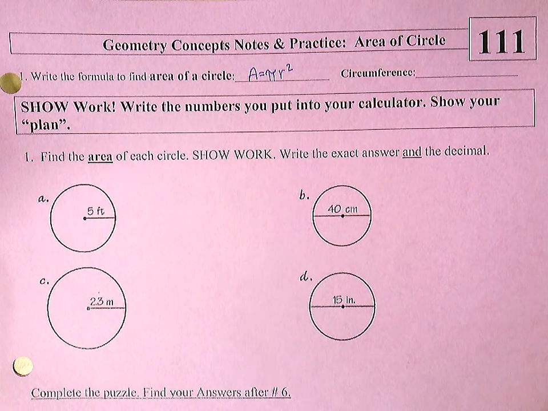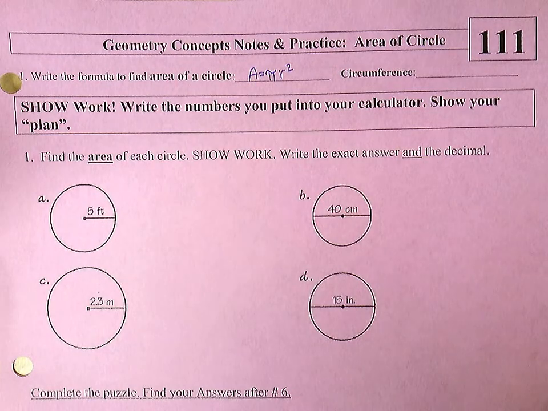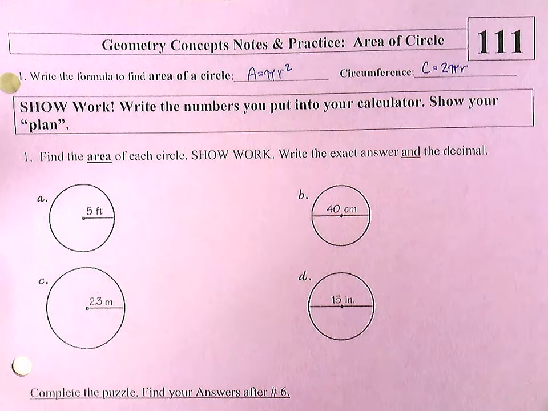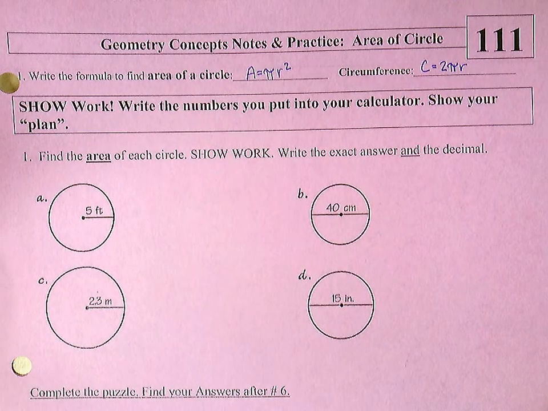The circumference, that's another formula for a circle that you will use in this sheet. Circumference is 2 pi r. So it is different, and you will be using both of these formulas today as you work through these problems.